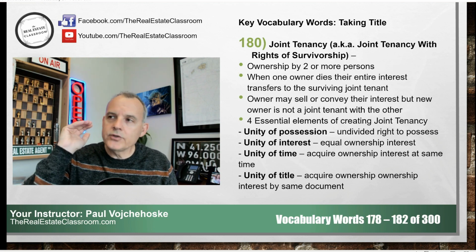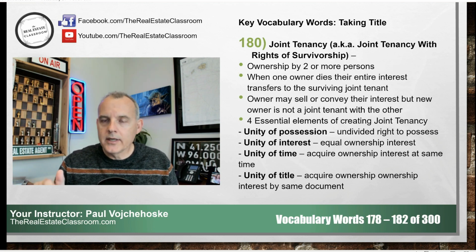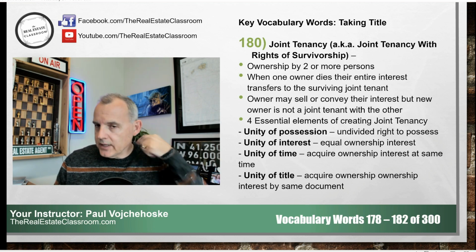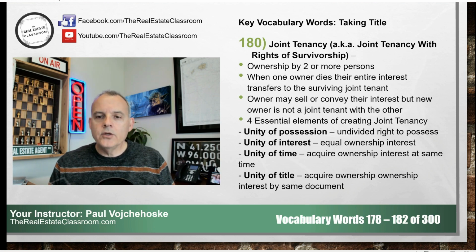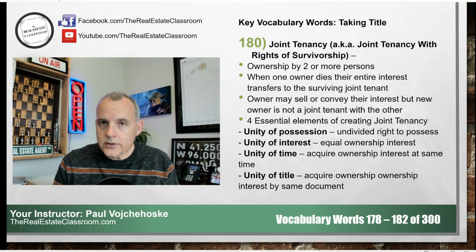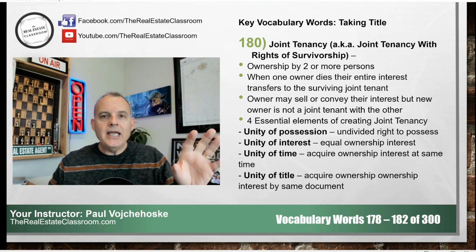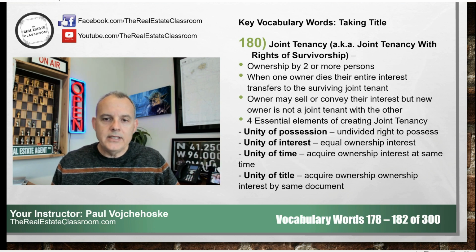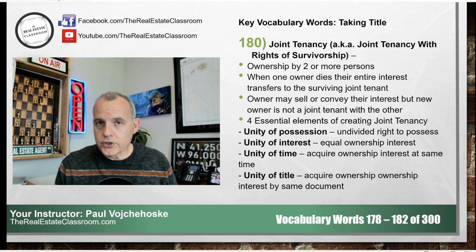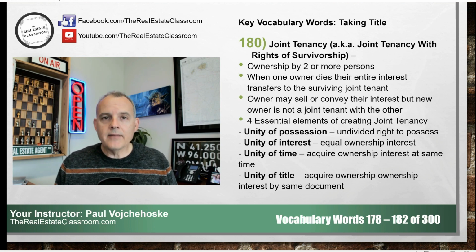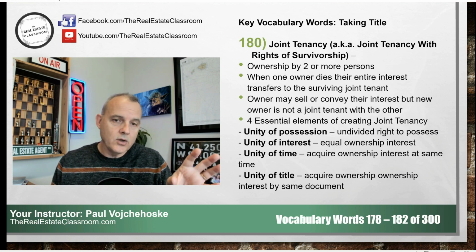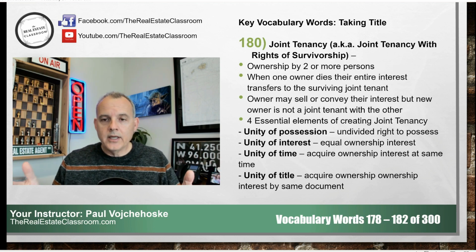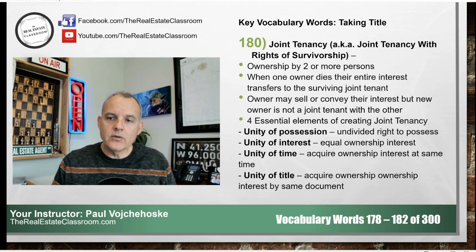I have just as much right to the upstairs of the property as I do the downstairs, and the same for my spouse. Unity of interest, equal ownership interest. We can't have 80-20 ownership like we did in the previous slide under tenants in common. It must be equal. So if there's two owners, my wife and I, that means it's 50-50. If there's three owners, me, my wife, and my son, then it's 1/3, 1/3, 1/3. Each joint tenant must always have equal ownership.